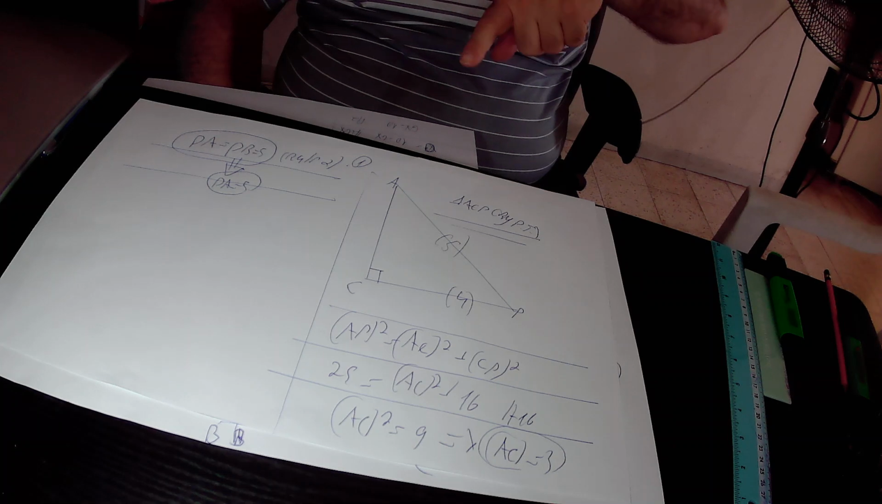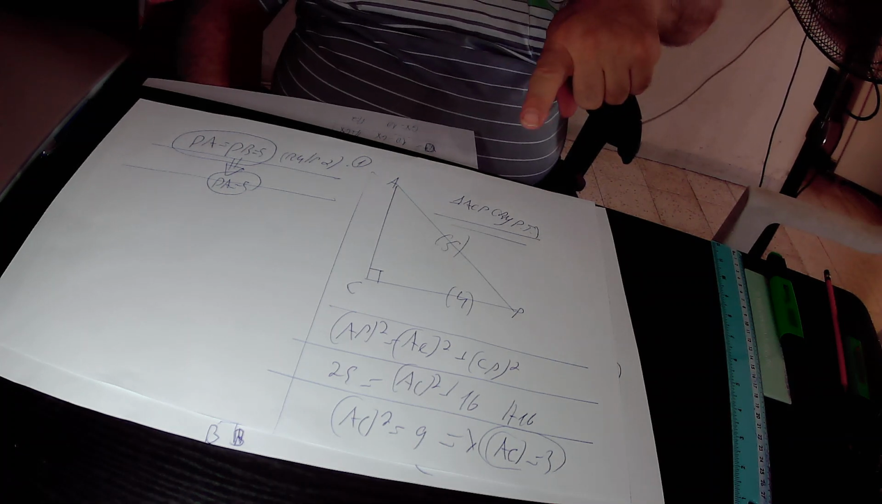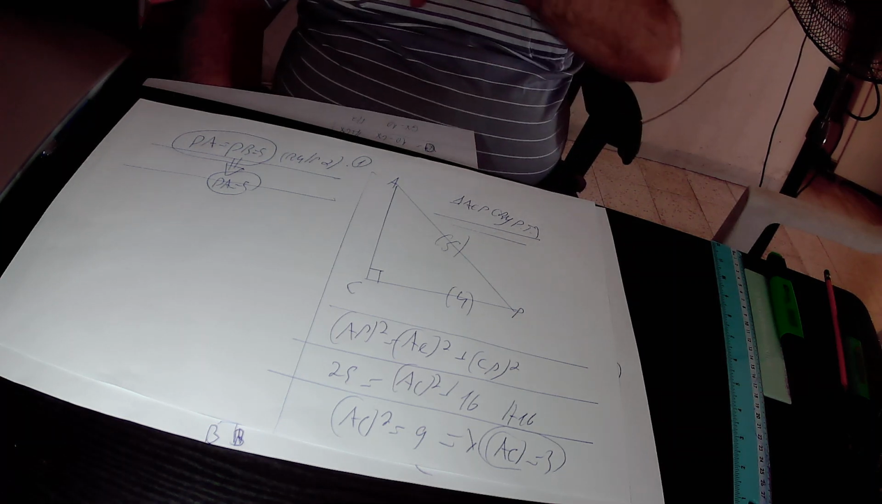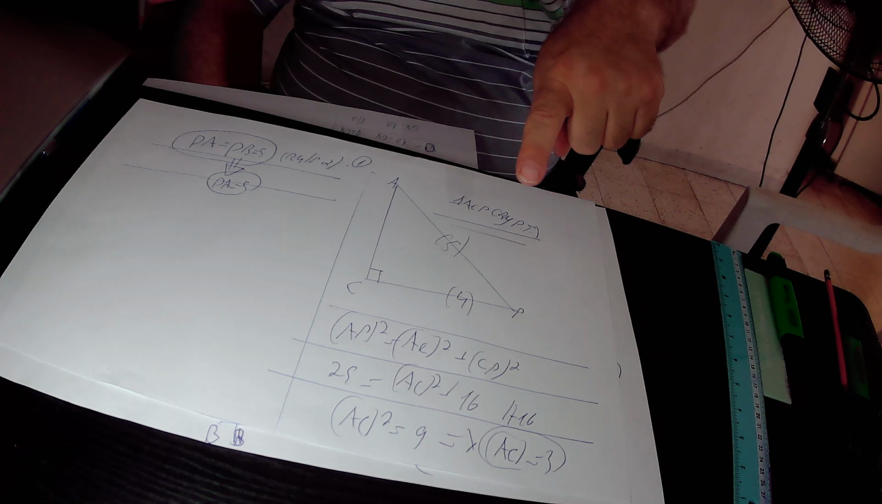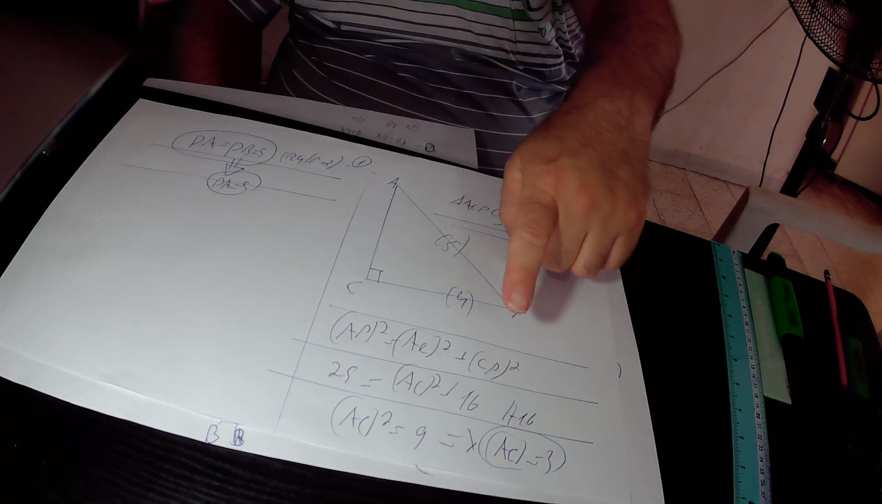And it is equal to AC squared. AC is the missing side, so we leave it as it is. So we have AC squared plus CP squared. CP is 4, therefore CP squared is 4 squared, that is 16. So in total we have found that 25 equals AC squared plus 16.